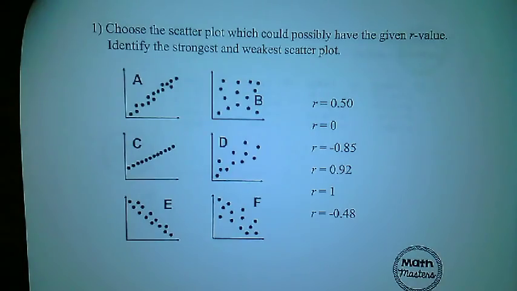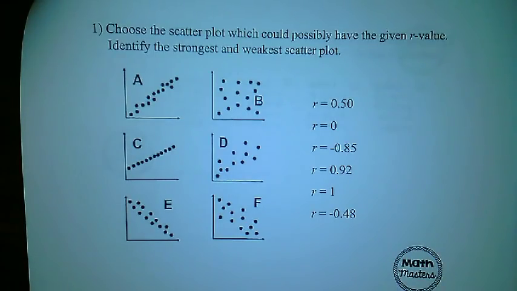All right, so we're going to do a little bit of matching. So for our scatter plot, we have A through F, and we're going to match them with the coefficient that belongs. So first of all, notice that we have positive and negatives. Let's start off with 0. So if it's a 0, that would be the one that has no correlation. So that one would be B. Okay. Now we have a 0.50. So that one's going to be a weak correlation and positive. So the weak correlation that's positive, that would be D.